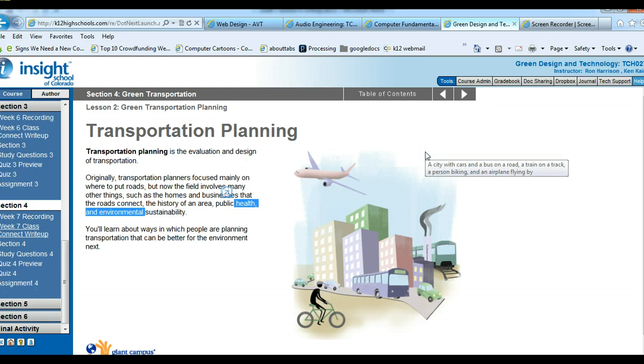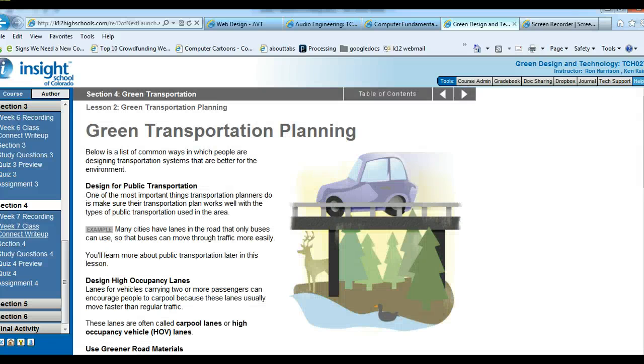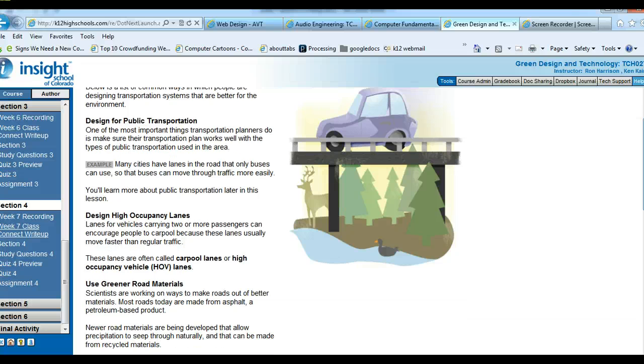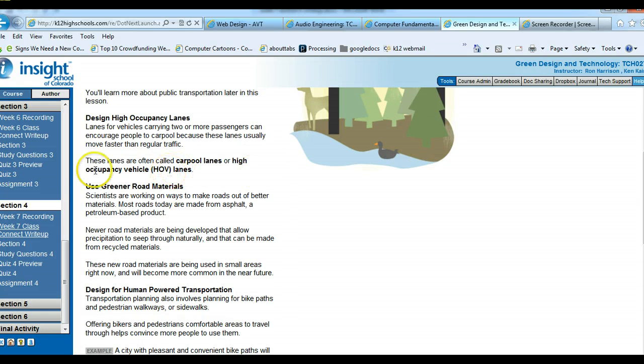So if you're thinking about a career as an engineer, environmental engineering is huge. Civil engineering, which is where you build bridges and roads and things, those are huge because we're really concerned about planning our transportation grid. So, designing for public transportation, you can see some of the different things. High occupancy lanes, meaning they have to have 2 or more people in the vehicle, then you can use the lanes that usually go faster than the regular lanes. Those are called HOV lanes, high occupancy vehicles. So you'll see those around Denver and lots of places. Greener road materials.